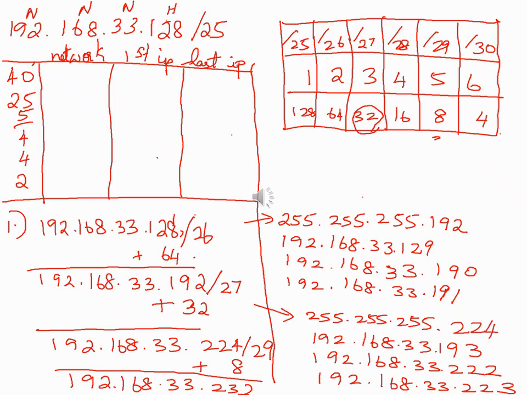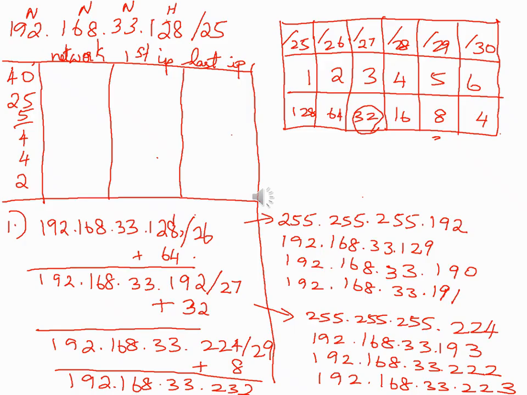So since we have borrowed 2 bits, the new mask will be 255.255.255.192. So the first valid IP will be 129. So when we add, we are getting 192, right? So the broadcast IP will be 191, and the last valid IP will be 190. Now let us go to the next block.